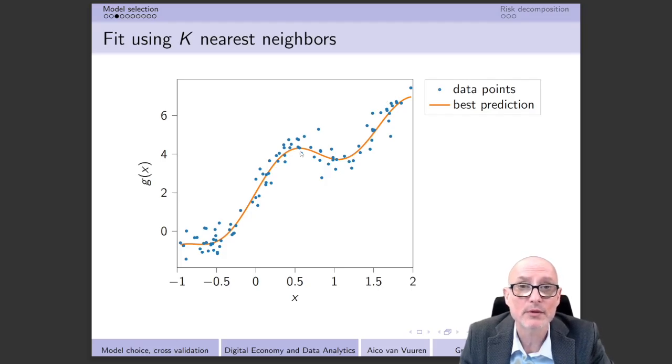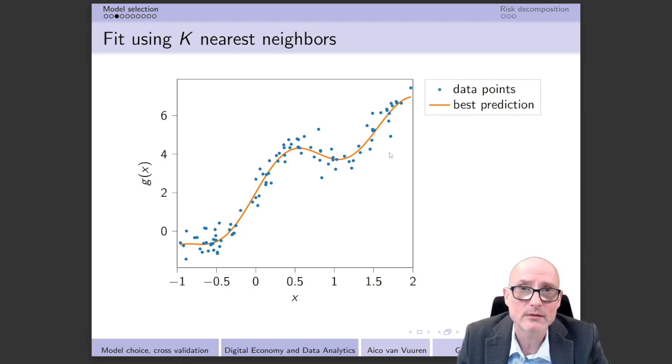But some of them are positive, some of them are negative, and some of them are really, really small, with only a tiny difference from the best predictor. So that's the idea behind this curve that we have over here.